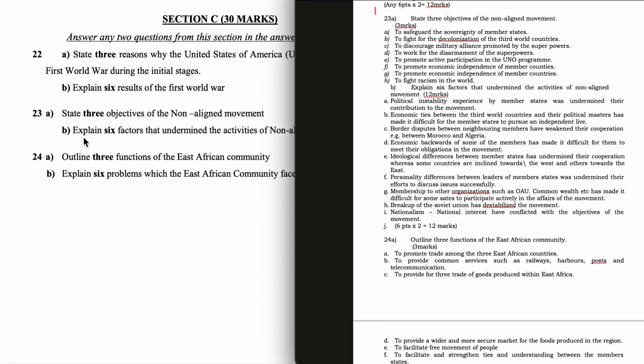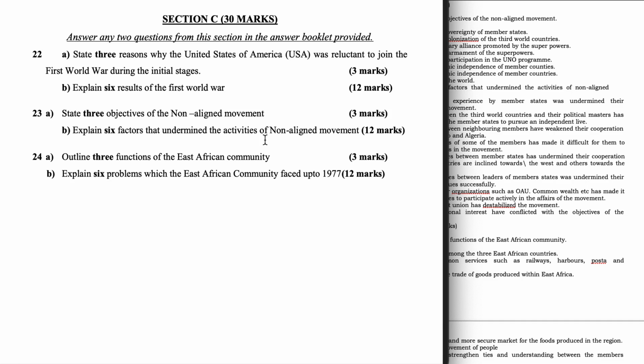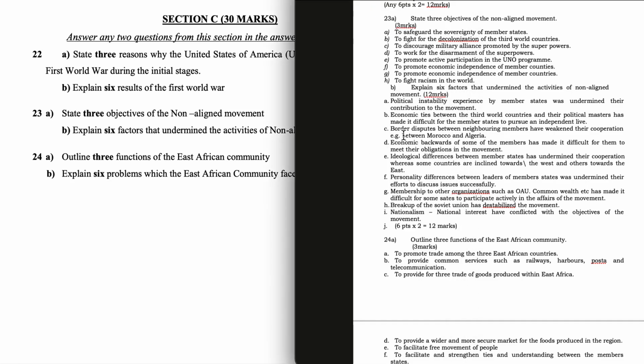Question 23b. Explain 6 factors that undermine the activities of the non-aligned movement. Political instability experienced by member states undermined their contribution to the movement. Economic ties between the third world countries and their political masters made it difficult for the member states to pursue an independent line. Border disputes between neighboring members have weakened their cooperation, for example, between Morocco and Algeria. Economic backwardness of some of the members has made it difficult for them to meet their obligations in the movement.